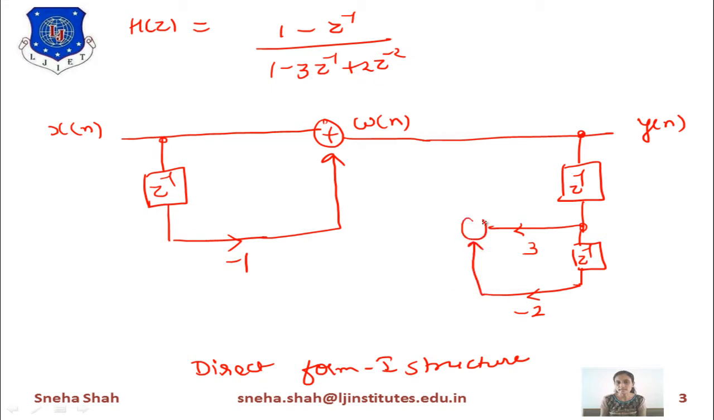Now this will be added with this part, and this 2 will be added with w of n, so it will give you the output y of n. So this one is the final structure of direct form 1.